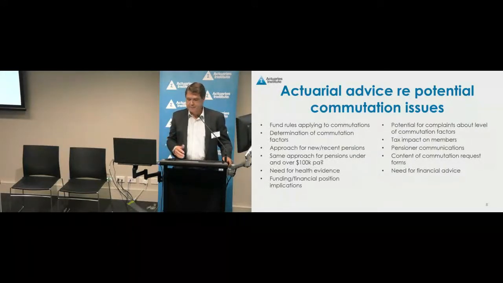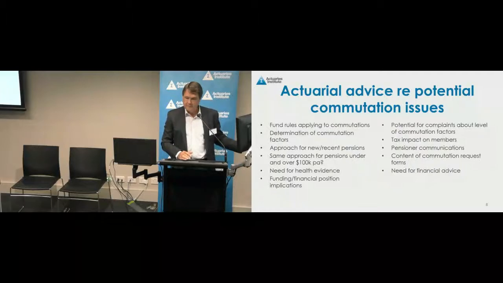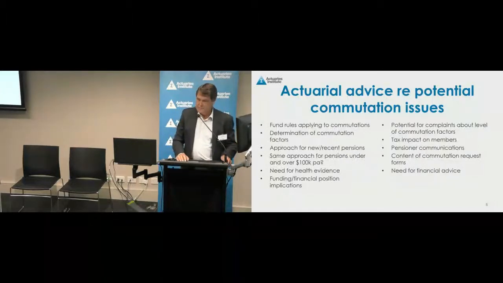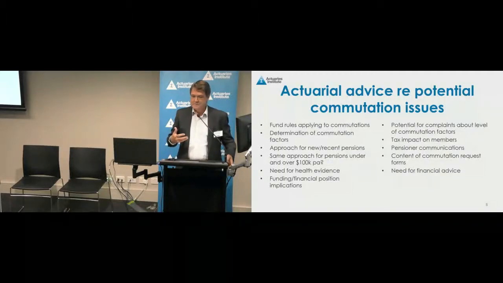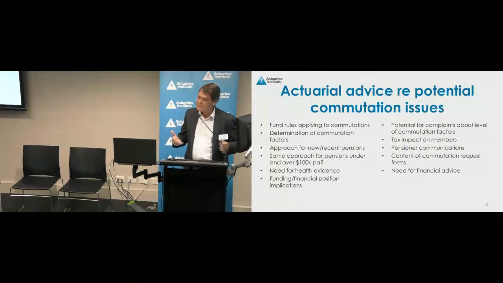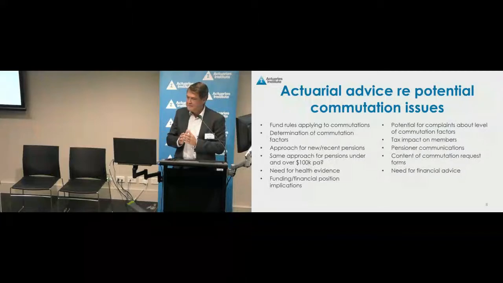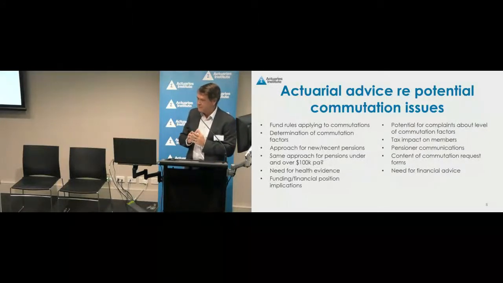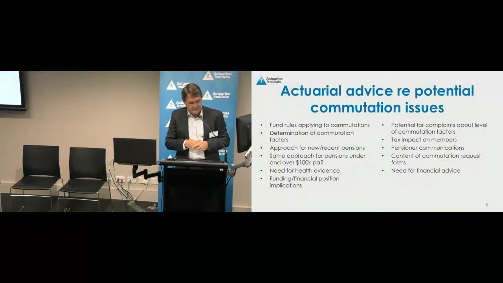Should you take a different approach for new commutations compared to the past, where you may not have done them very often? Should you take the same approach to commuting pensions, the portion of a pension over 100 grand compared to under 100 grand? You might say, why would I even think of that? Well, you could perhaps make an argument, with tax only applying over 100 grand, there's perhaps more chance of selection if someone wanted to commute the portion over 100 compared to the portion under 100.